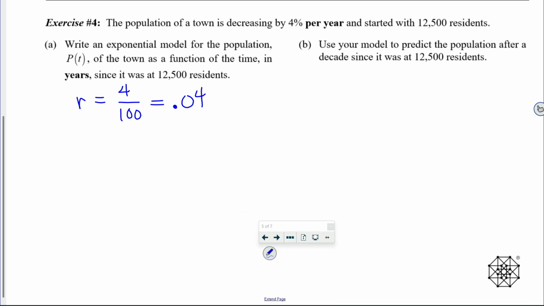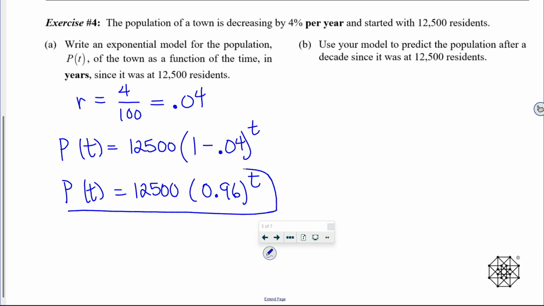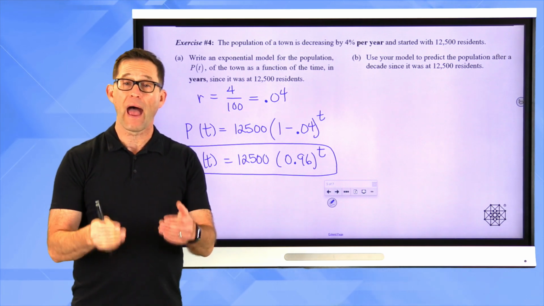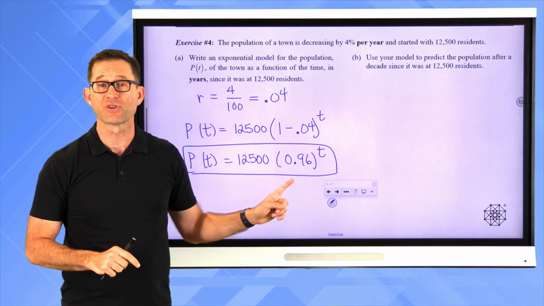Now, according to my general model, my population should be what I'm starting at, 12,500, times 1 minus 0.04 to the t, which means my population will be 12,500 times 0.96 to the t. And again, just looping back on our previous exercise, the idea is after 1 year, we have 96% of the population we started with.